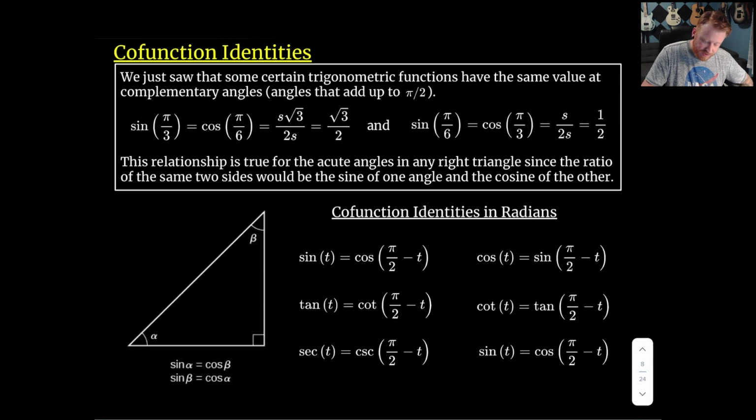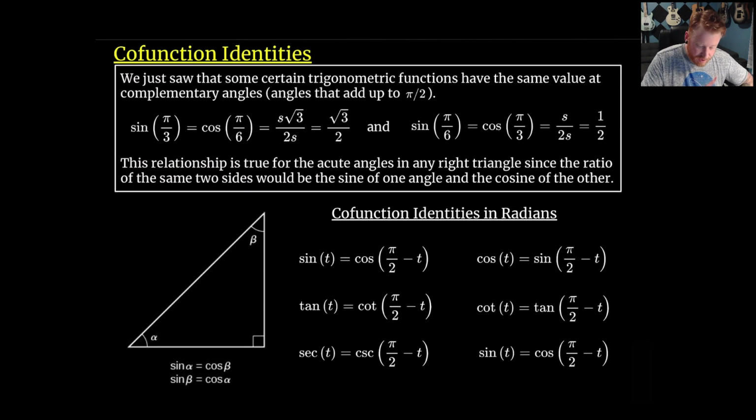All right, let's take a look at these cofunction identities. Like we saw in that previous slide, we saw that some of these trig functions have the same value at complementary angles. I didn't use that word complementary before, but we know that they are complementary angles. So let's say alpha is pi over 3 in this example, and beta is equal to pi over 6. If you add those together, you would get pi over 2.